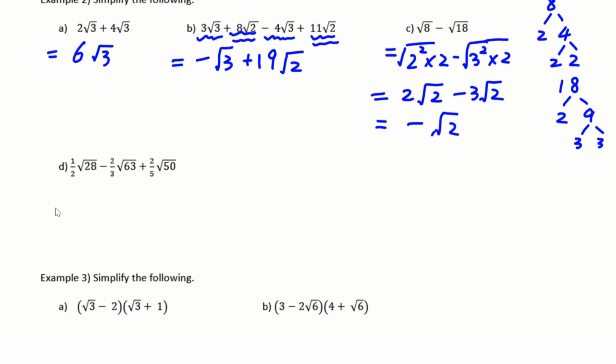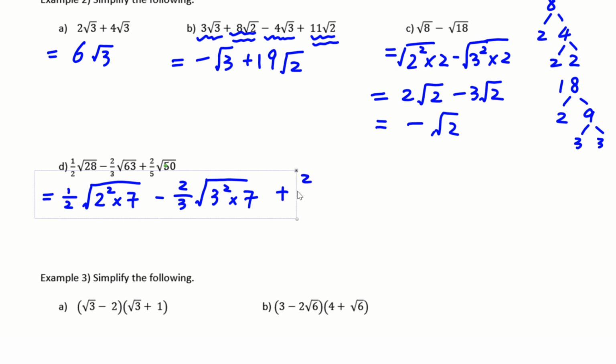And this question, we are going to take the perfect squares out. So 28, we have 4, is 2 squared times 7. Then minus 2 over 3, 63, we have 7 times 9, 3 squared times 7. Then plus 2 over 5, 50, we have 5 squared, 25 times 2. Then we take the perfect square out of the square root.